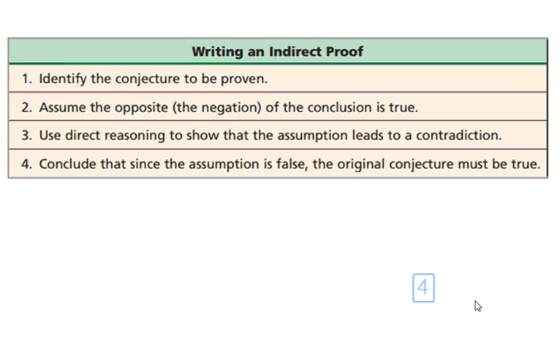So when you're writing an indirect proof, the first thing you have to do is identify what exactly it is that you're trying to prove, of course, and then you assume the opposite temporarily, and then you use direct reasoning to show that it'll lead to a contradiction. And if it leads to a contradiction, then you can say that since the assumption is false, the original conjecture must be true, because you can't have a false premise with a true conclusion. So that's the idea. You assume the opposite and then show that that can't happen, and since that can't happen, the original conjecture must be true.